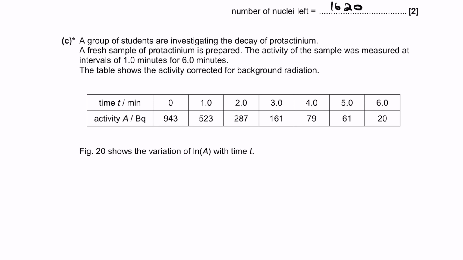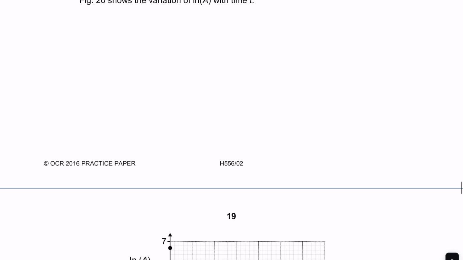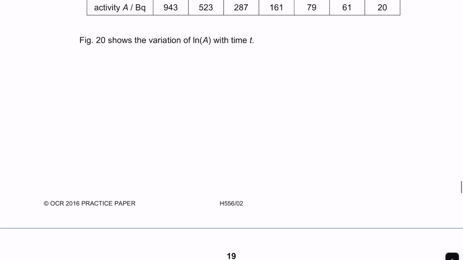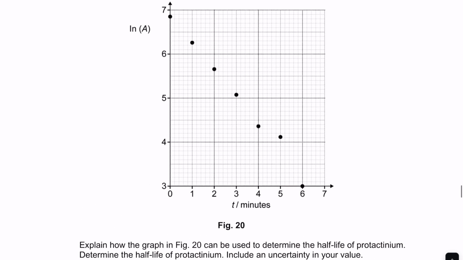protactinium, and a fresh sample of protactinium is prepared. The activity was measured at intervals of 1 minute for 6 minutes, and figure 20 shows a variation of ln A with t. Okay, that's here.